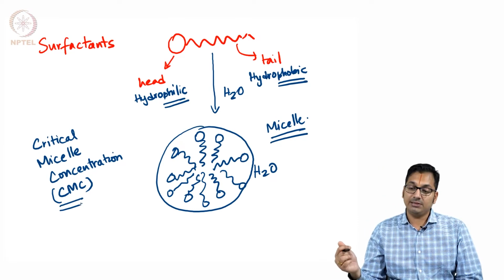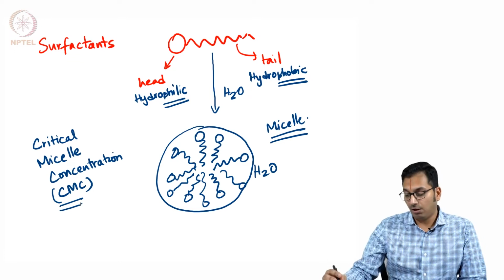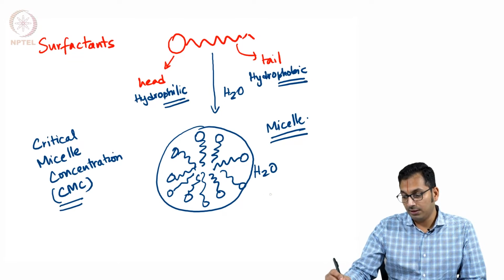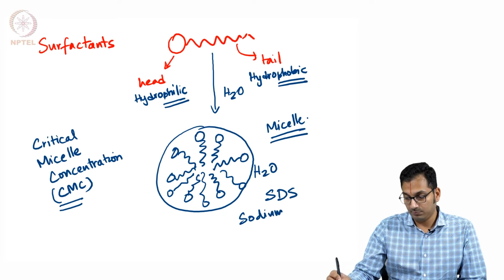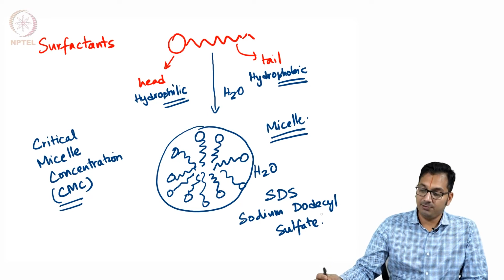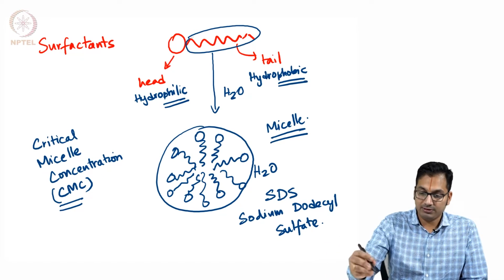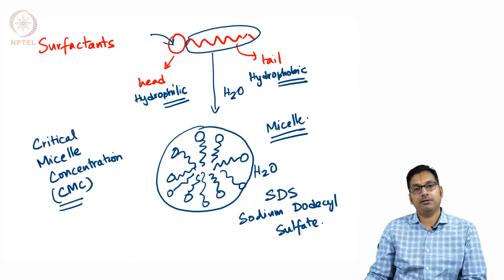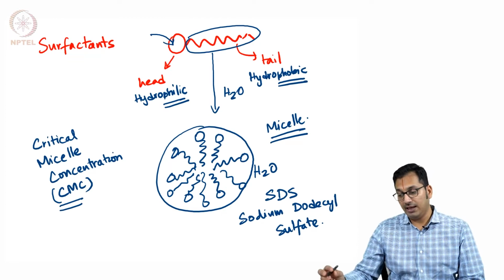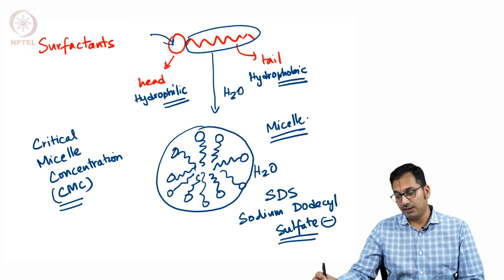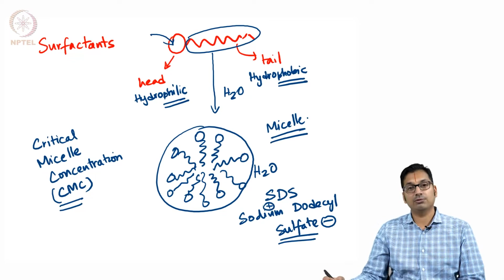So for this instance, we will be taking an example of the surfactant called SDS. This is sodium dodecyl sulfate. As you are able to realize, the dodecyl will be the hydrophobic tail, while the sodium sulfate will form the head. And as you are able to realize again, the sulfate will give it a negative charge, which is neutralized by the sodium ion.